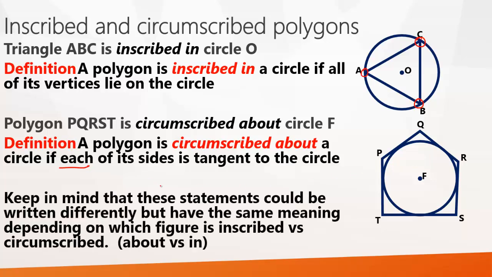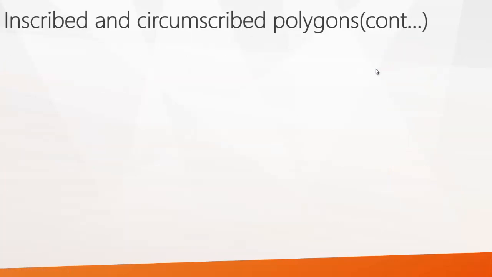So now keep in mind these statements could be written differently but have the same meaning, depending on which figure is inscribed versus circumscribed. So you're going to be looking for the words about versus in. Like you could say that the triangle is inscribed in the circle, or you could say that the circle is circumscribed about the triangle. They mean the same thing, so just be very, very careful when you're reading these problems.